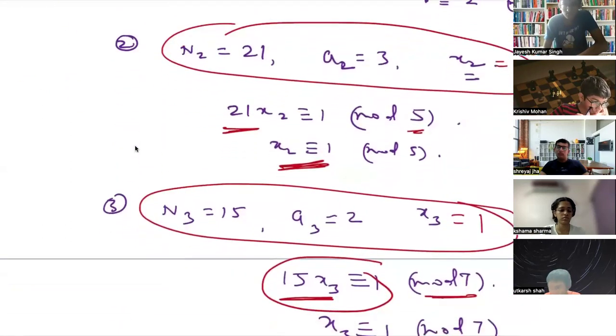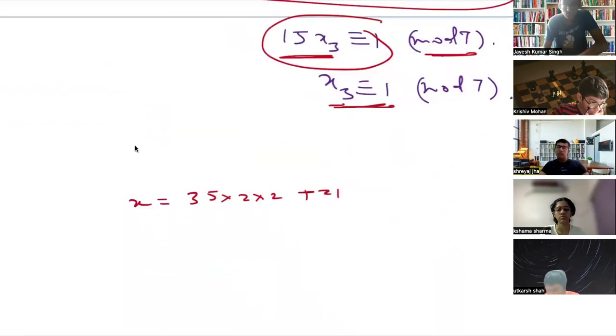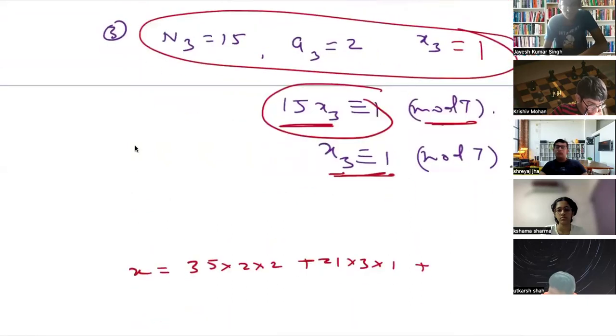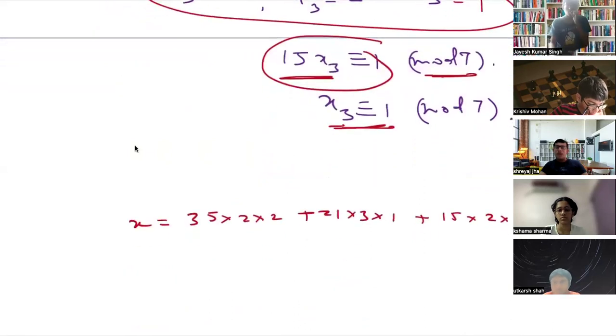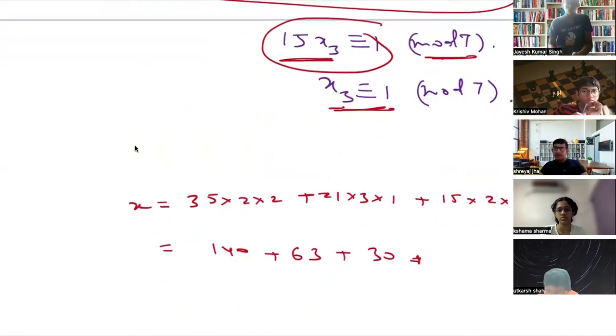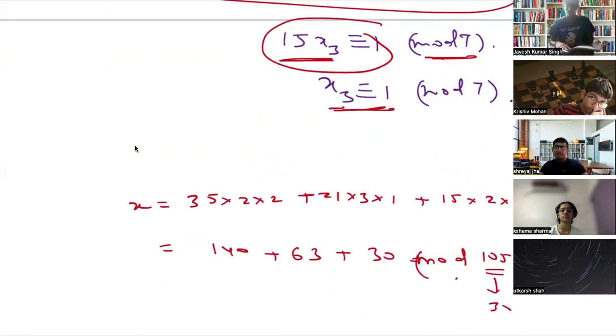21, 3, 1. Then the last one is 15 into 2 into 1. So this is coming 140, 63 plus 30, right? But that we have to find for mod 105. What is this 105? This is the multiplication of the numbers we are getting. So when I divide this number by 105, what remainder am I getting? That is 23. Means the number x is in the form of 105 lambda plus 23.